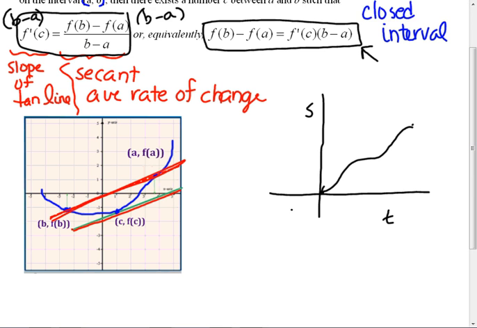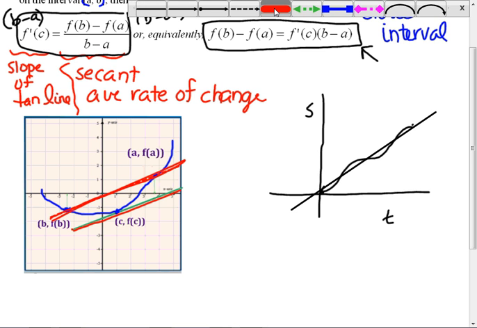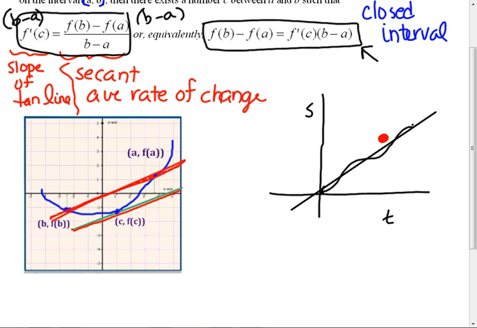If I draw the secant line through here, there has to be at least one place where the tangent line will be parallel. So if I do it here, it might be too thick. You see that? Oops. Oh, that's a little crooked, isn't it? Are there more? Yeah, there's more.